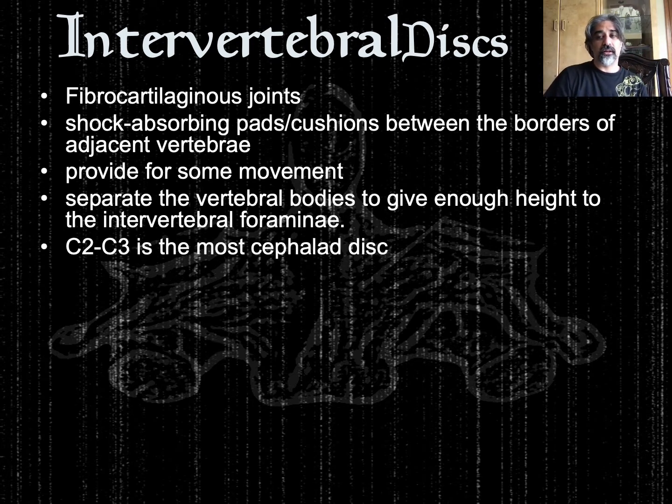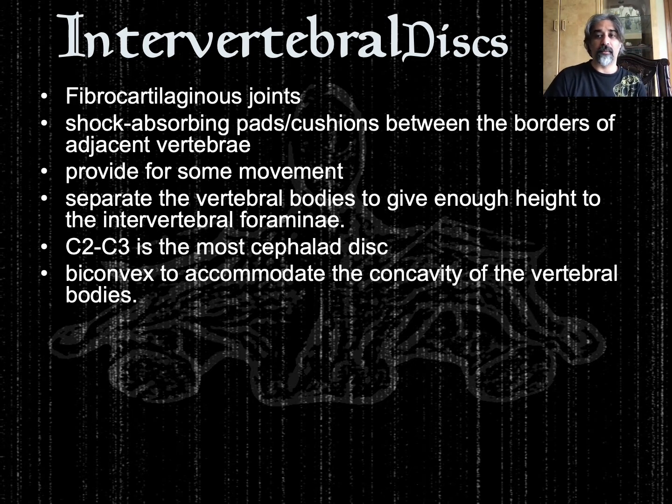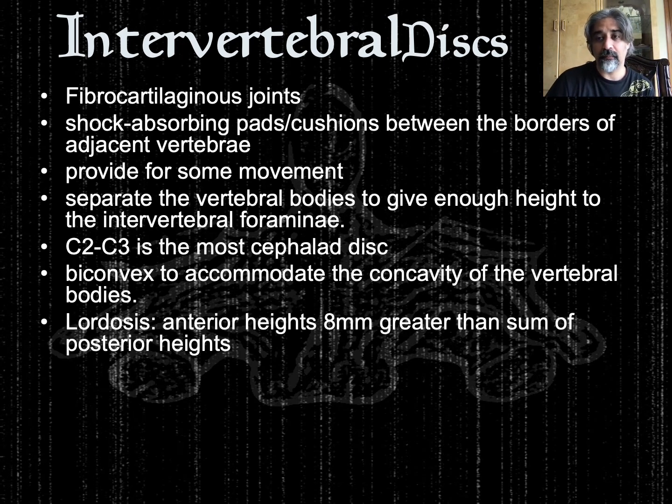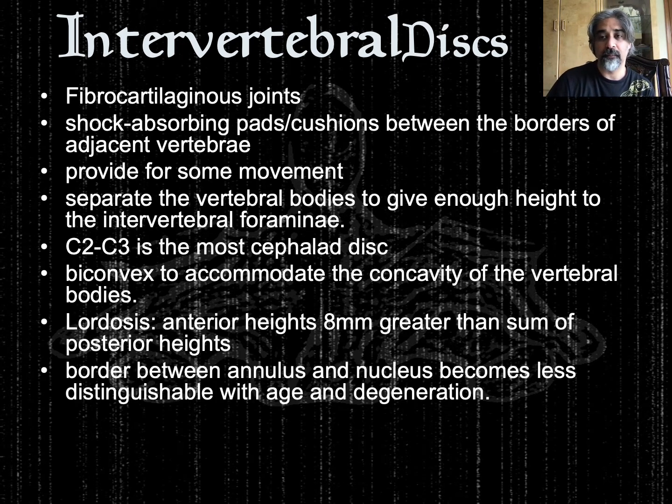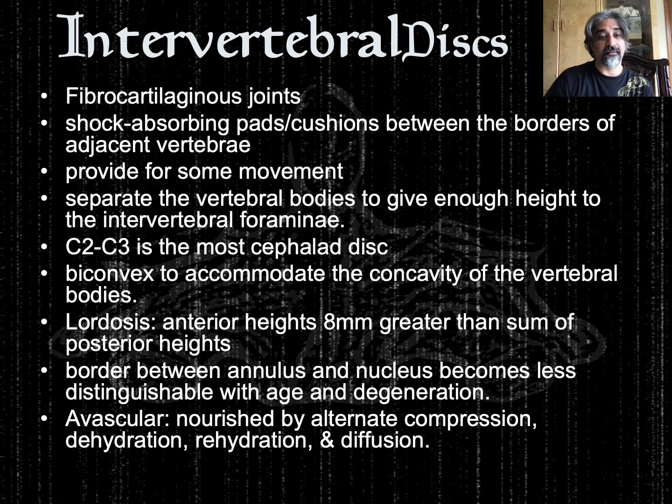C2-3 is the most cephalad disc. There's nothing between C1 and C2, as I discussed already. They are biconvex to accommodate the concavity of the vertebral bodies. They contribute to the lordosis, and the border between the annulus and the nucleus becomes less distinguishable with age and degeneration. It's avascular and nourished by alternate compression and relaxation.